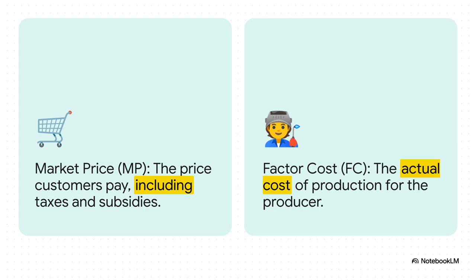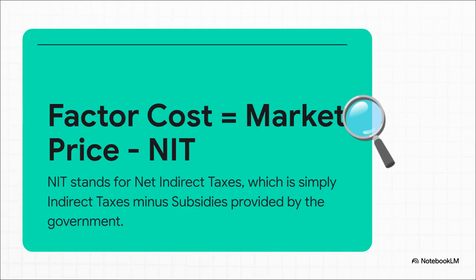Factor cost, on the other hand, is the producer's side of the story. It's what it costs them to get all the factors of production, land, labor, capital, to actually create that product. So the bridge between these two prices is something called Net Indirect Taxes, or NIT. It's basically just the government's total impact. All the indirect taxes it slaps on, minus any subsidies it gives out. So to go from the market price back to the original factor cost, you just subtract this NIT.